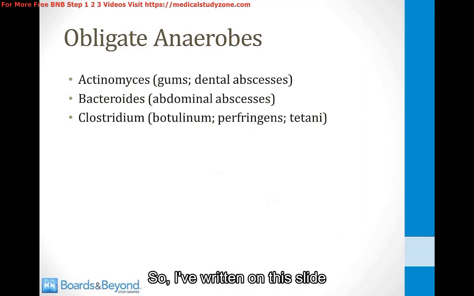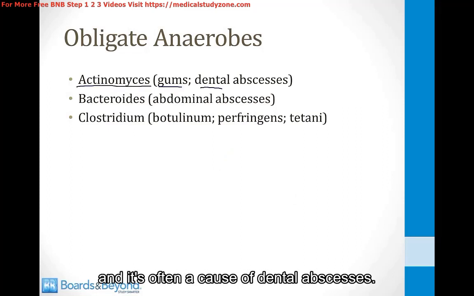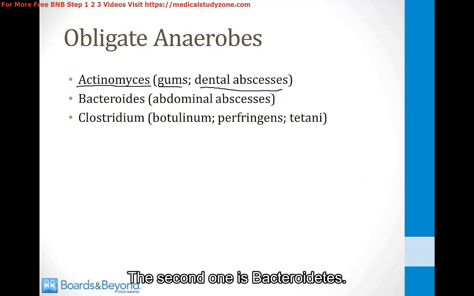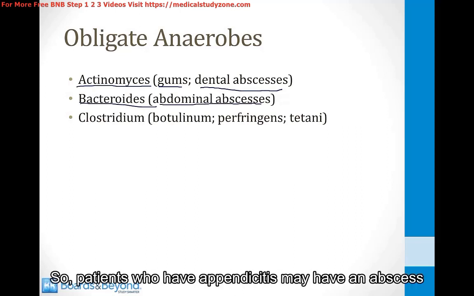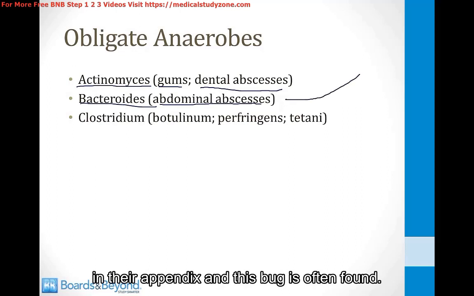So I've written on this slide the names of some of the anaerobes that you should definitely know. The first one is actinomyces. This is found in the gums and it's often a cause of dental abscesses. The second one is Bacteroides. This is found in the GI tract and it often causes abdominal abscesses. So patients who have appendicitis may have an abscess in their appendix, and this bug is often found.